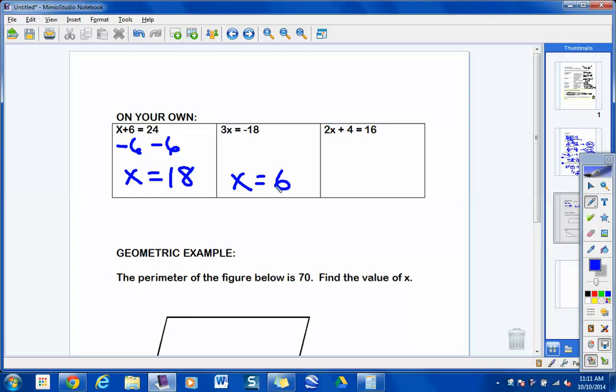Very good. Next one is a little more difficult. Multi-stepper. Do I undo the multiplication or addition first? So I got to subtract how much? Subtract a 4.